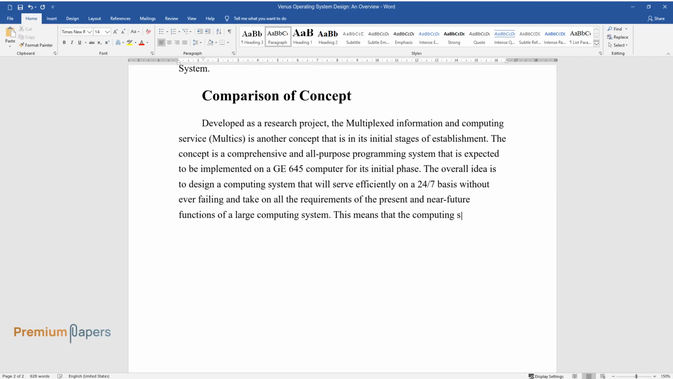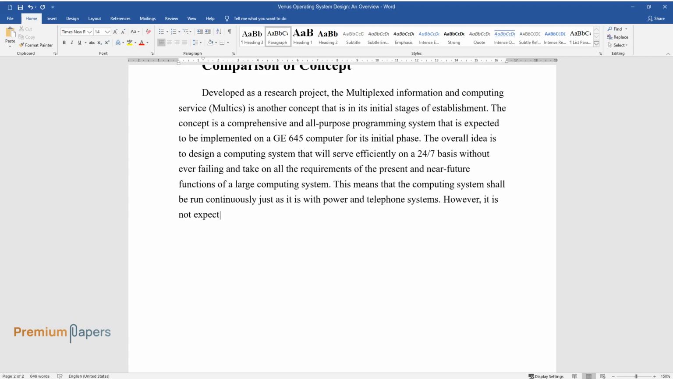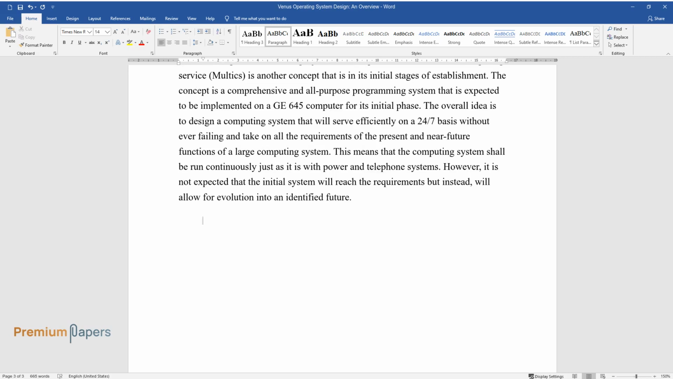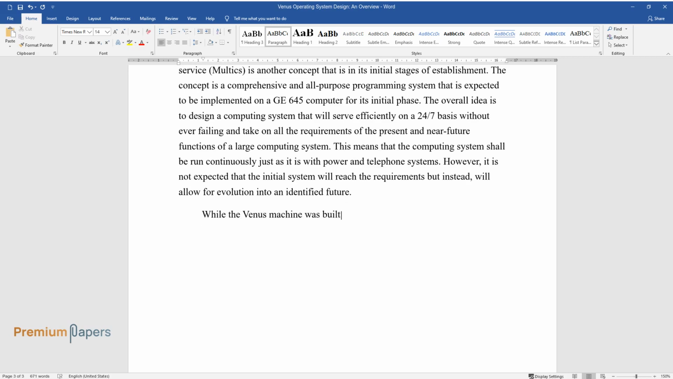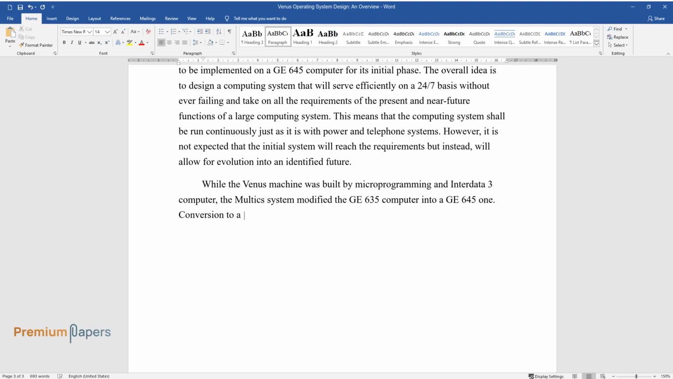This means that the computing system shall be run continuously, just as it is with power and telephone systems. However, it is not expected that the initial system will reach the requirements, but instead, will allow for evolution into an identified future. While the Venus machine was built by microprogramming and Interdata 3 computer, the Multics system modified the GE635 computer into a GE645-1.